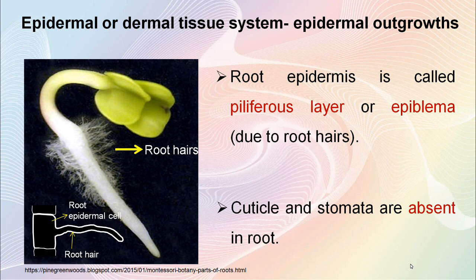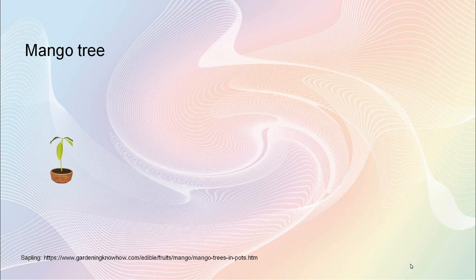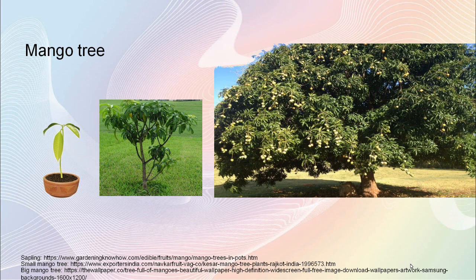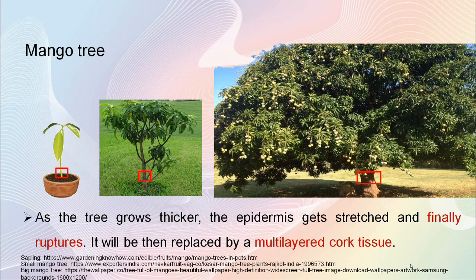Until now, we were discussing the case of the primary plant body. But in dicot plants, after a period of growth in height, they will undergo secondary growth. That is, the plant will show an increase in thickness of stems and roots. During this time, what will happen to the epidermis? As the plant grows thicker, the thin-walled cells of epidermis get stretched and finally rupture. Epidermis will be then replaced by a multi-layered cork tissue produced by the tree during the secondary growth.